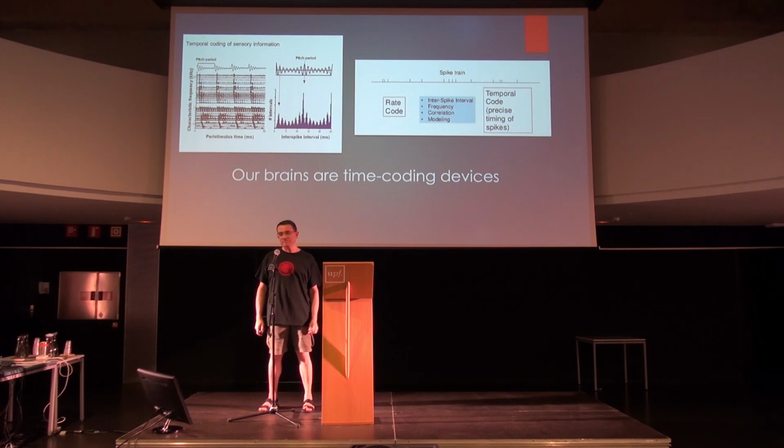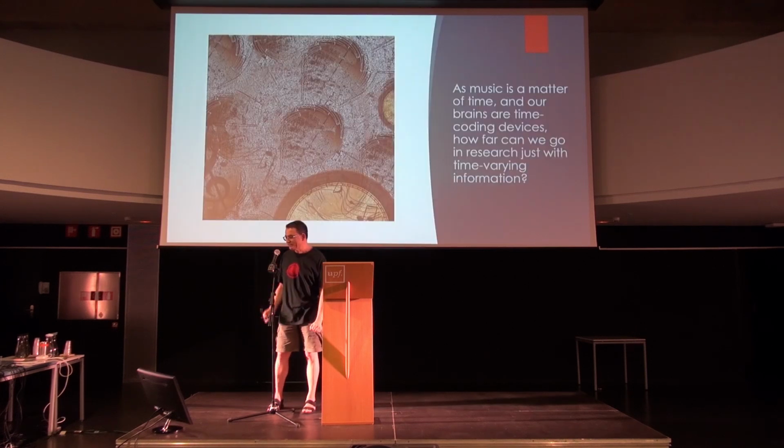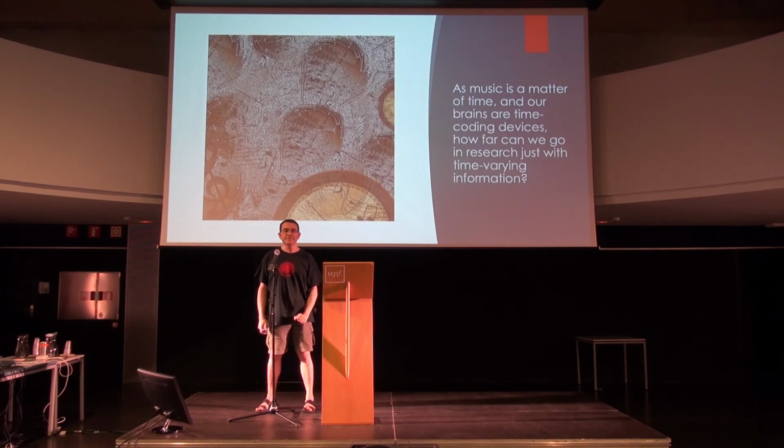Well, our brains are basically time-coding devices. I like to go to the brain to get examples of how nature has solved certain problems. And what I see is that most of what is happening in the brain is a kind of temporal coding, rate coding. Of course, there is a lot of spatial information too, and our auditory perception requires these spatial tricks to do some kind of analysis, if we are allowed to say that. So our brains are time-coding devices, and music is a matter of time.